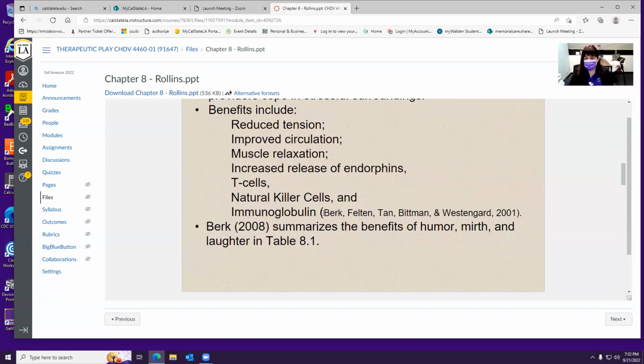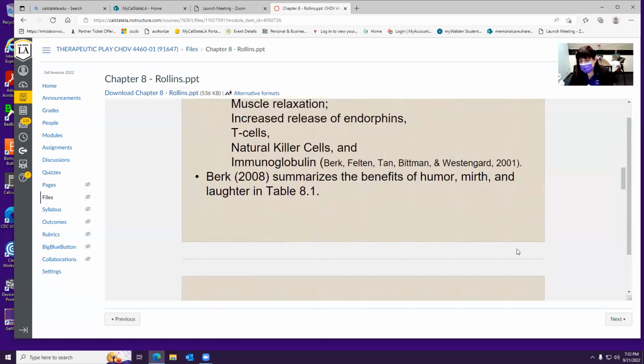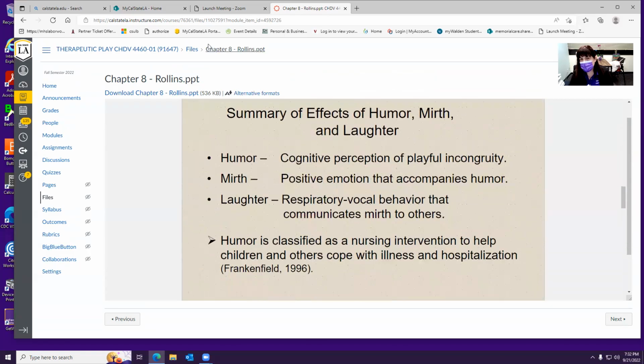And you also boost your immunoglobulin. It's hard to say. Burke summarized the benefits of humor, mirth, and laughter in table 8.1. Humor, which is the cognitive perception of playful incongruity.